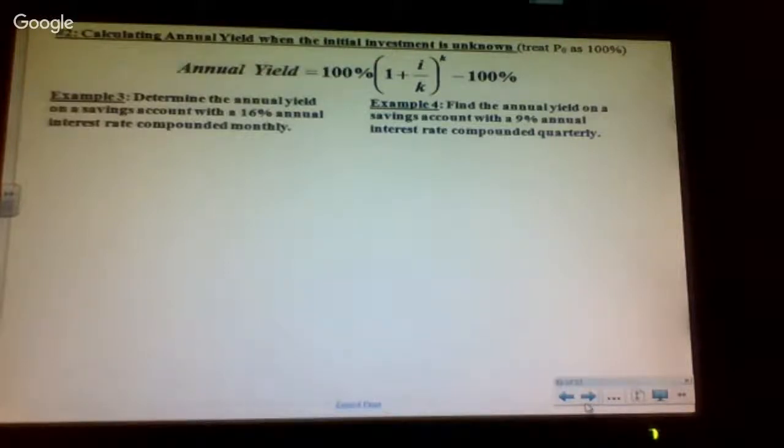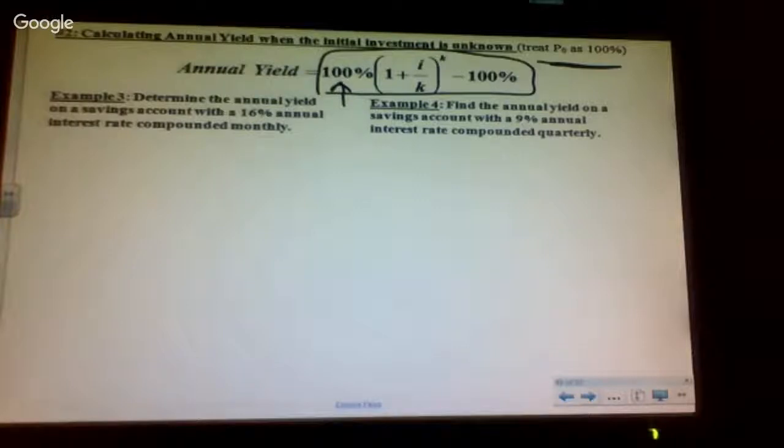How do we find this out if we do not know the initial investment? We don't know how much money we have in the account to begin with. So here's my formula. It should look very familiar to what we just did before lunch. We treat P sub 0 as 100%. That's why this is 100 here, because that's your initial investment. We're treating it like all of your money is in the account. That's why that's 100%.